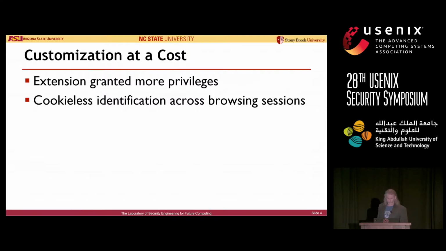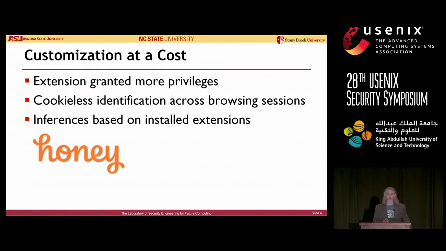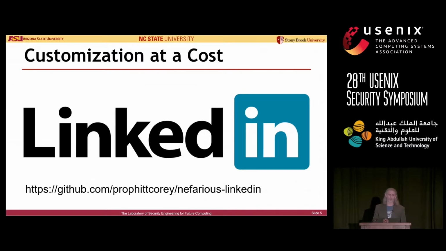Now, additional inferences can be made based on a specific extension when it's detected, like Honey, for example, which is a coupon clipping extension. Customers that come to your website with that installed might be more price conscious. Similarly, LinkedIn recently was found to be detecting over 100 different extensions of the people that come there, mostly focusing on those that violate the terms of use.